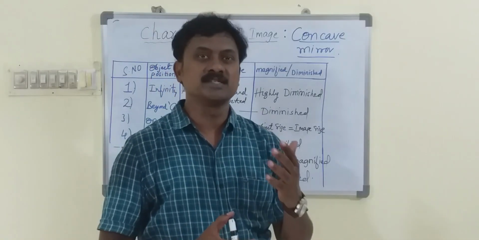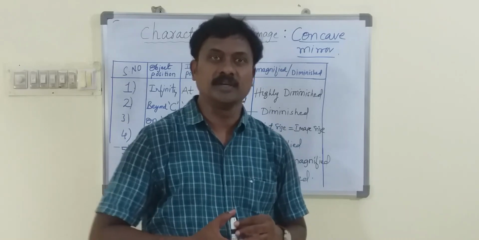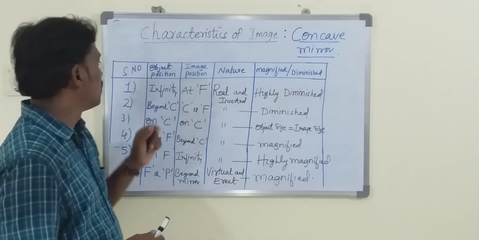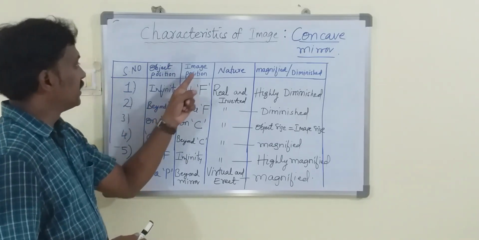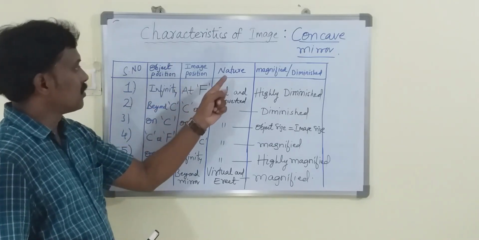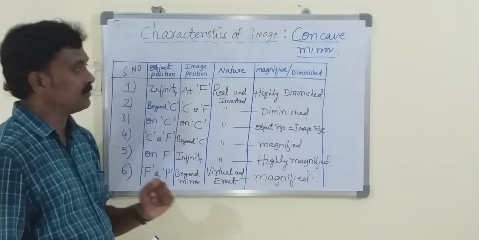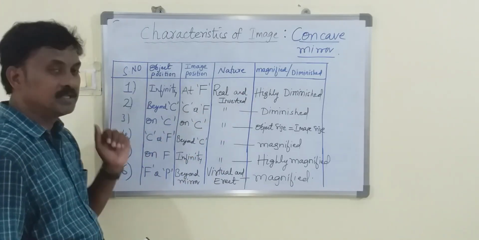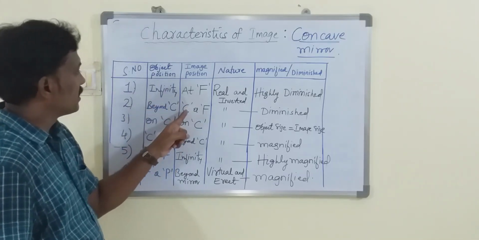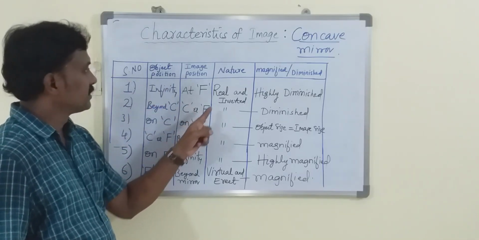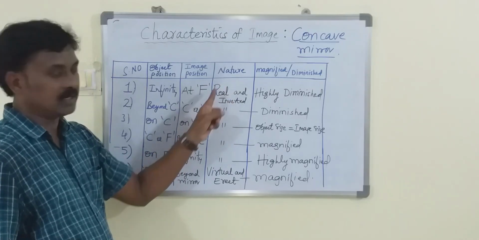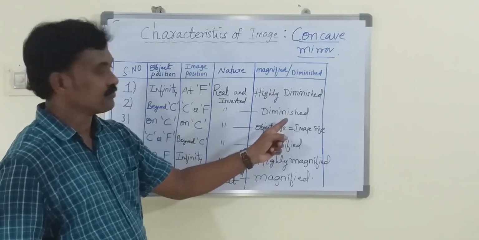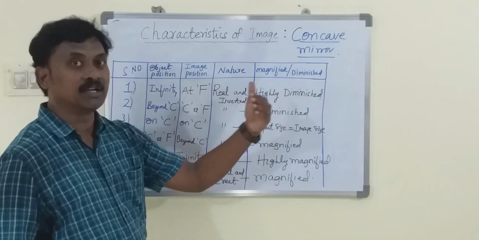Okay children, now let us summarize all the features once again. In case of the concave mirror, when the object is at infinity, we are getting the image at F. And what is the nature? It's real and inverted, and it's highly diminished. Now when the object is placed beyond C, the image you are getting is between C and F. And what is the nature? The same, real and inverted. And what changes here is that it is diminished. Previously it was highly diminished.